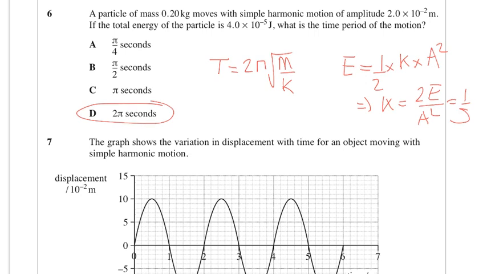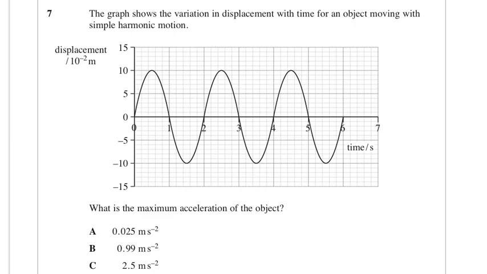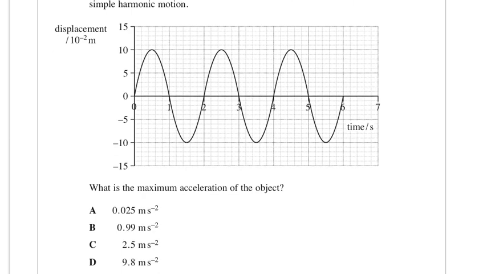With these spring constant questions, it's very common that you need to figure out what k is using some information they have, so it's a thing to look out for. The graph shows a variation in displacement with time for an object moving in simple harmonic motion.